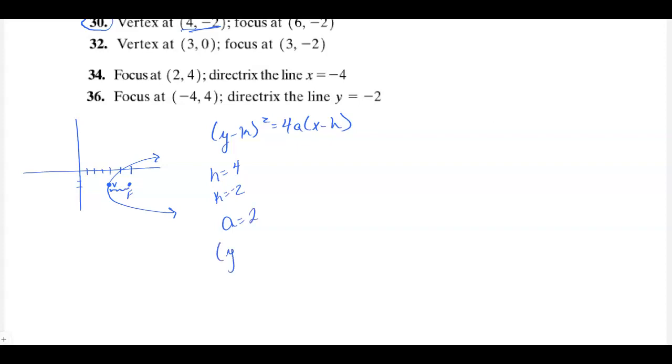So our equation, if we substitute everything in: (y - (-2))^2 = 4 times 2 times (x - 4). Simplify. And there's our equation.